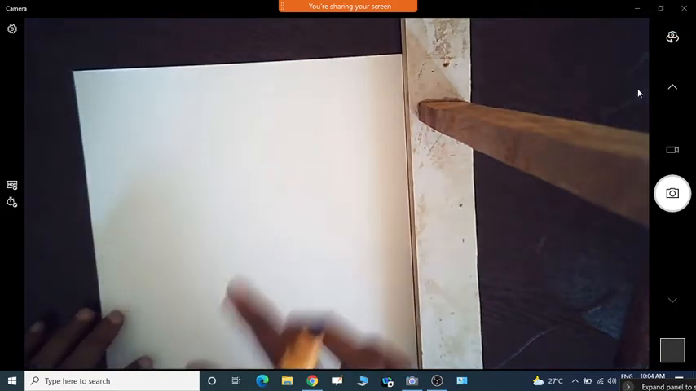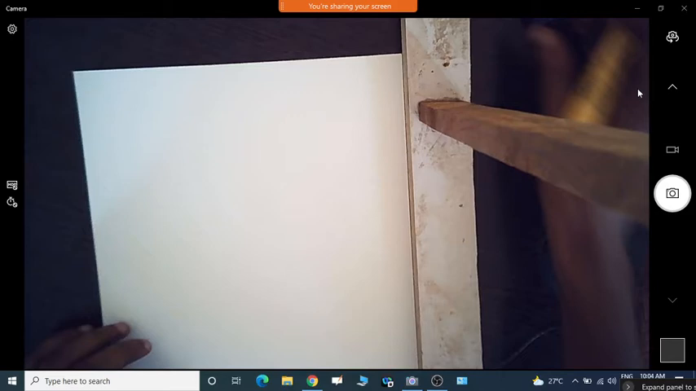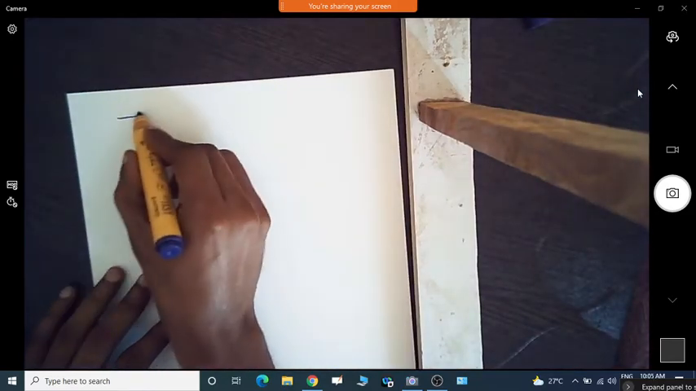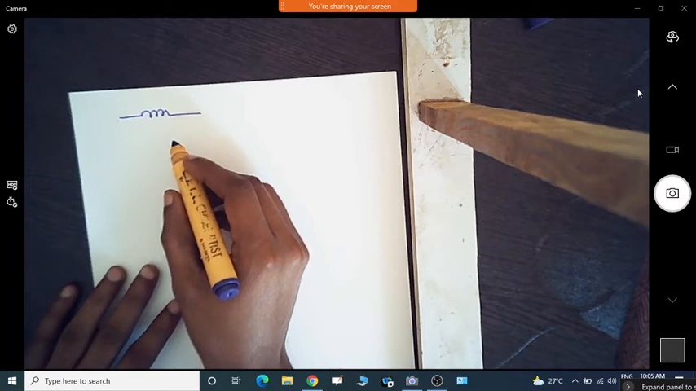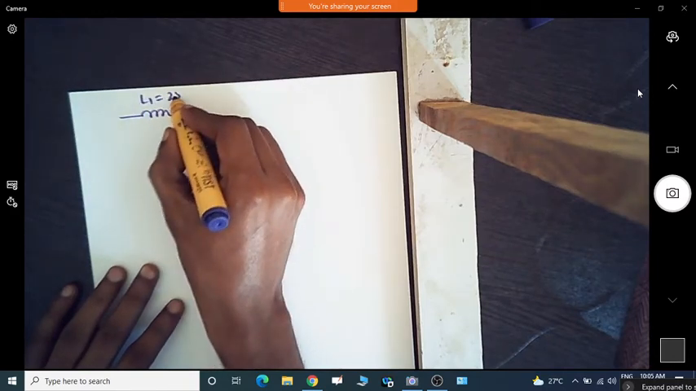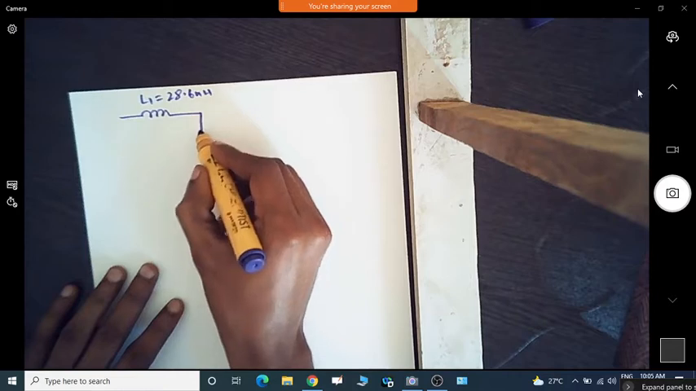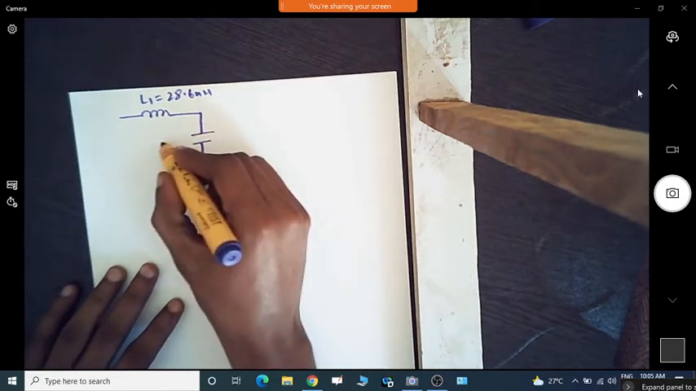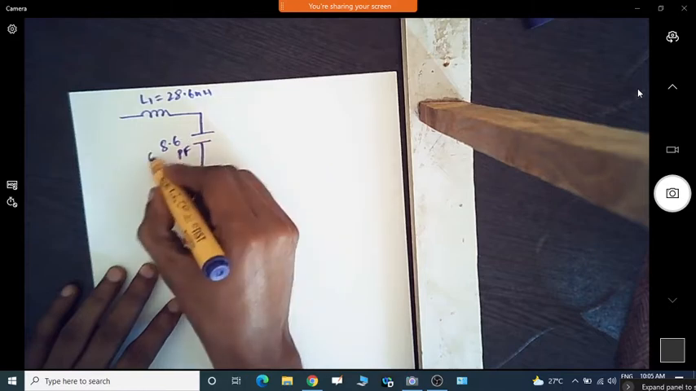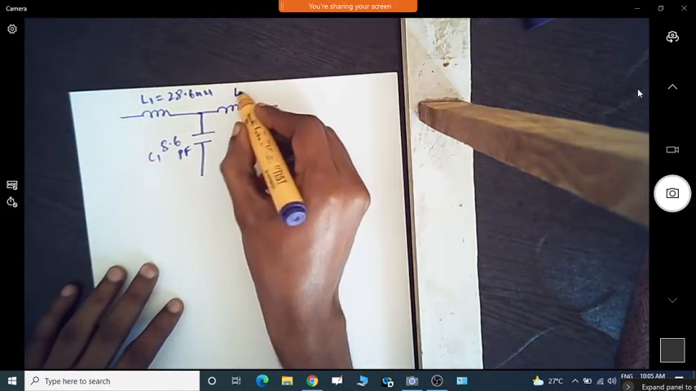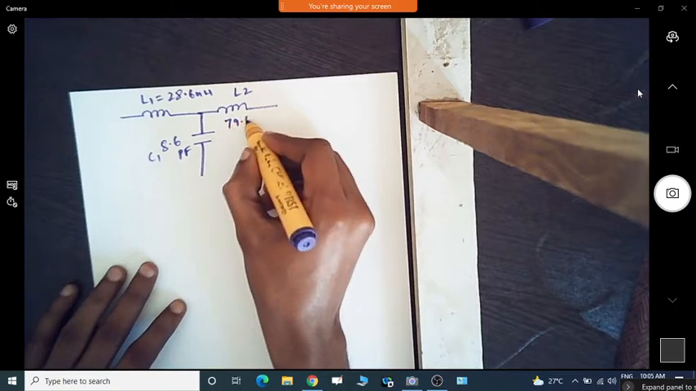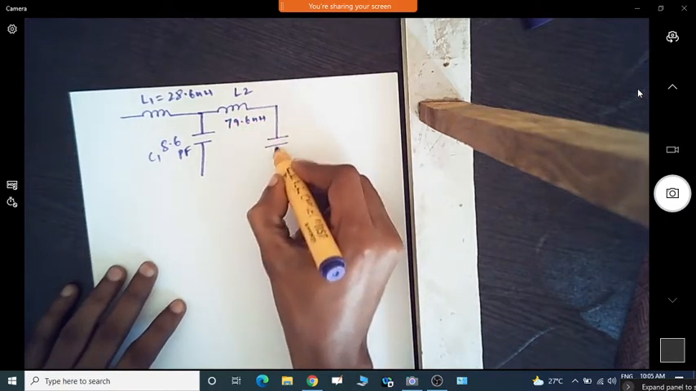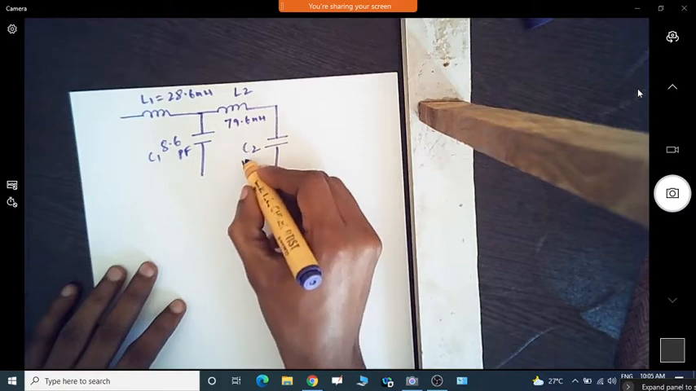First, whatever the calculation part, we are going to do. Later we'll do the problem in the chart. First, whatever the calculation, we will do. So this is the problem, where we have the inductor L1, 28.6 nanohenry, and a capacitor C1, 8.6 picofarad, and L2 which is equal to 79.6 nanohenry, and we have C2, 12.1 picofarad.